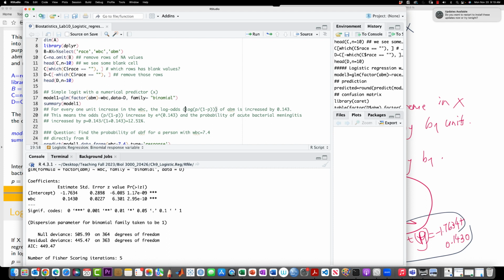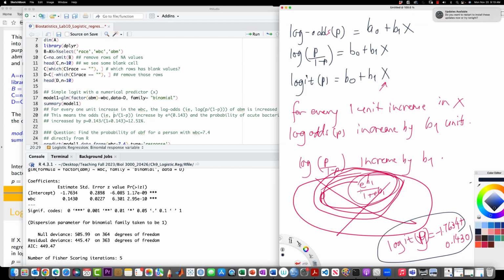That's what the log odds means, right? So the log odds of ABM is increased by 0.143. This means the odds, that is, odds means what? The odds is increased by 0.143, and the probability of acute bacterial meningitis increased by... I was just doing the same thing that I'm doing right here, e to the b1 over 1 plus e to the b1.